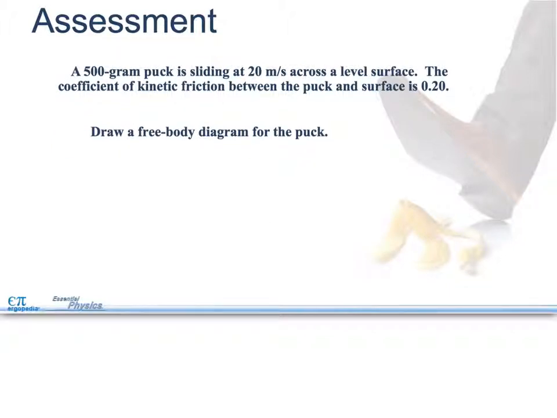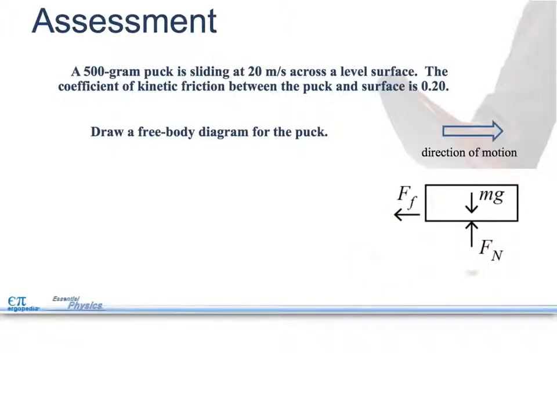A 500-gram puck is sliding at 20 meters per second across a level surface. The coefficient of kinetic friction between the puck and the surface is 0.20. Draw a free body diagram for the puck. Here's your free body diagram. The direction of motion is this way. The frictional force is that way, and the normal force is this way.